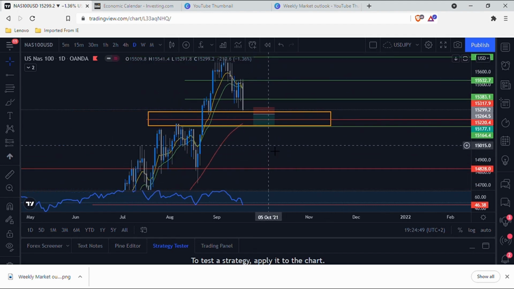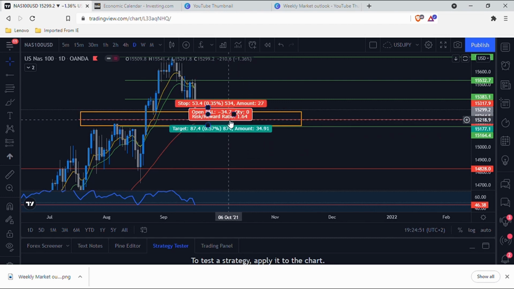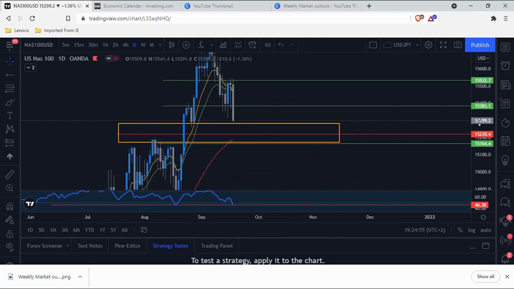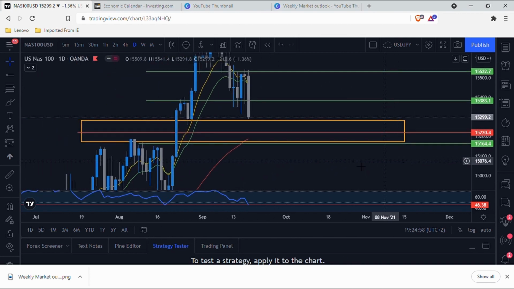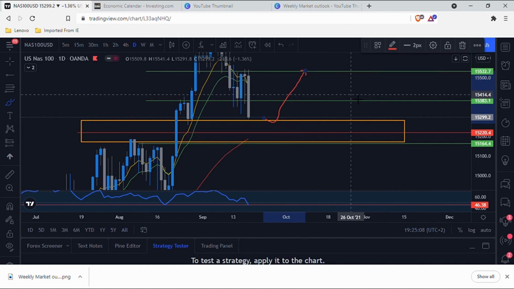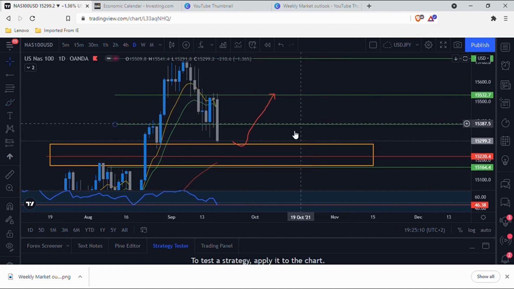Then for the buy side of things, this is a little bit of a tricky one. So my sentiments for the buy would be something like this. We respect this area, come down here, and then continue up. If that takes place, right?